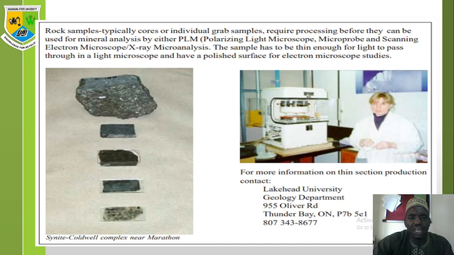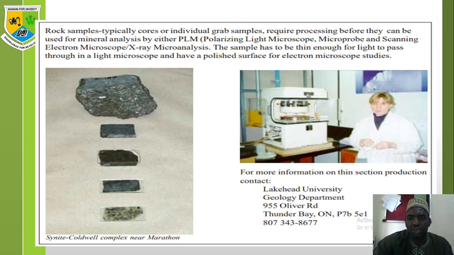Rock samples, typically coarse or individual grab samples, require processing before they can be used for mineral analysis by either PLM, that is polarizing light microscope, microprobe, and scanning electron microscope. Even X-ray microanalysis can also be used. The sample has to be thin sectioned so as to allow light to pass through it.